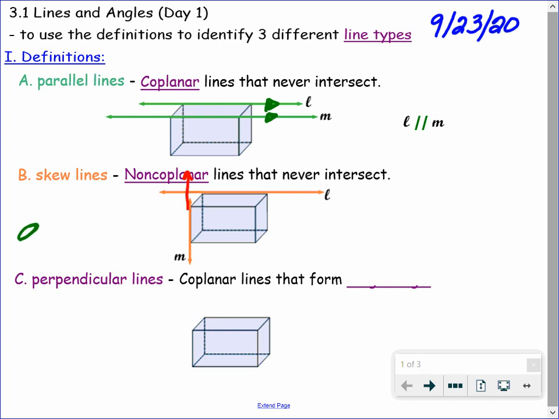Now there is no symbol for skew. There's nothing to indicate in the picture that there's skew. So if you want to say line L is skew to line M, you have to write it all out.